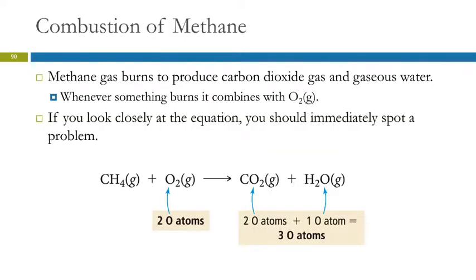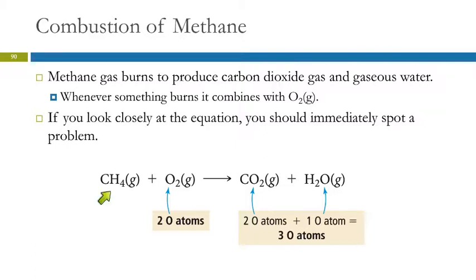So let's look at the combustion of methane. Methane is a major part of natural gas. So if you have a gas stove, this chemical reaction occurs when you light it. When we light the Bunsen burners, we've got this chemical reaction. Whenever something burns, it combines with oxygen. Okay? Combustion and burning, same thing, requires oxygen.